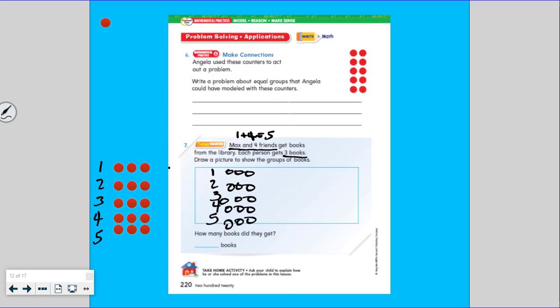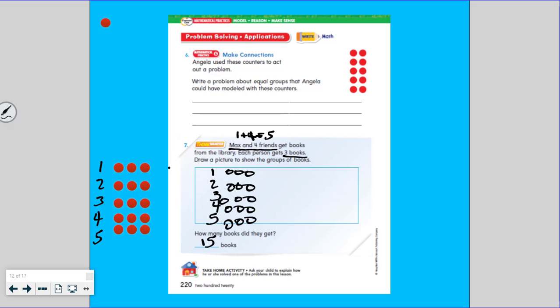All right, so I drew what I had over here that I acted out. I drew it over here to show my work. And so now we're going to figure out the answer to figure out how many books they got all together. So we're going to count by 3s. 3, 6, 9, 12, 15. So they got 15 books all together.